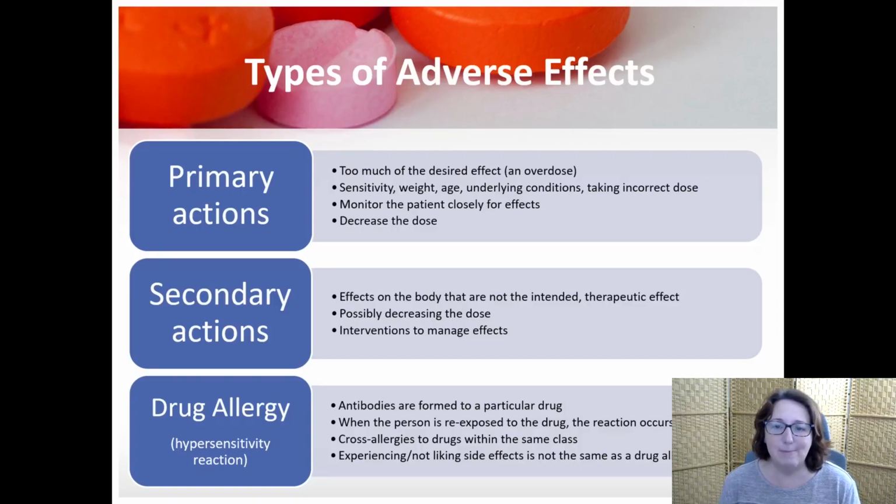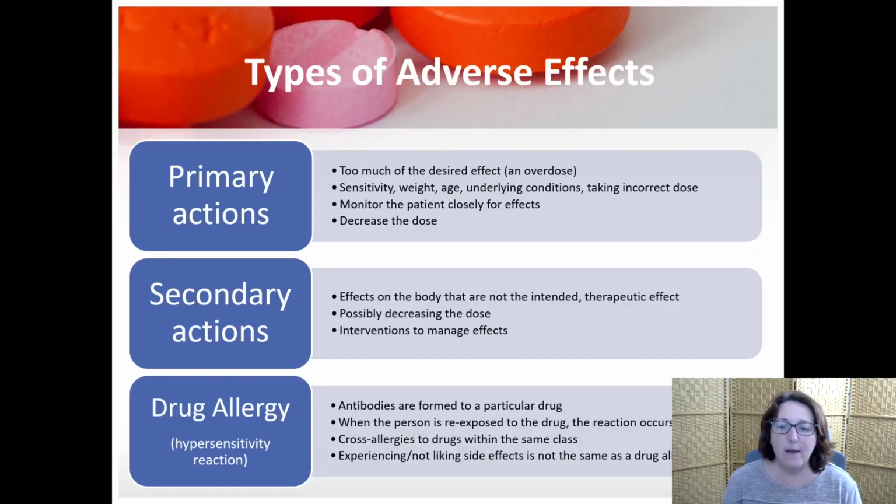Another example is blood pressure medication. For many different reasons, a patient may react more strongly than anticipated to the drug and have hypotension or low blood pressure, with the resulting symptoms of dizziness, weakness, or fatigue. So, what are we going to do about this? We're going to monitor the patient closely for effects, and most likely you'll see the provider decreasing the dose if there's a primary action adverse effect.